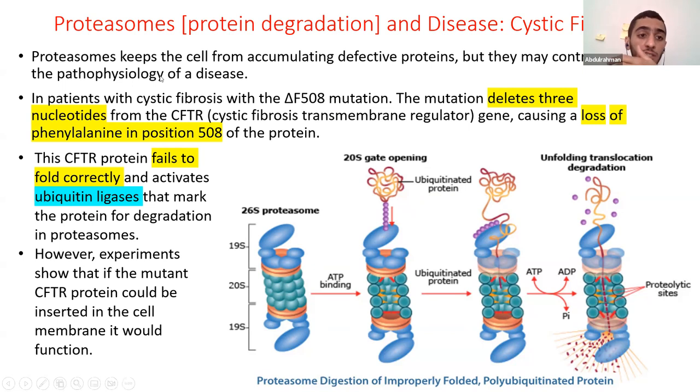Now, how it leads to disease, because basically some experiments have found that even this mutated CFTR could function properly if it's put into the membrane. But since the proteasomes are breaking this protein down, they're kind of leading to the disease, which is known as cystic fibrosis.